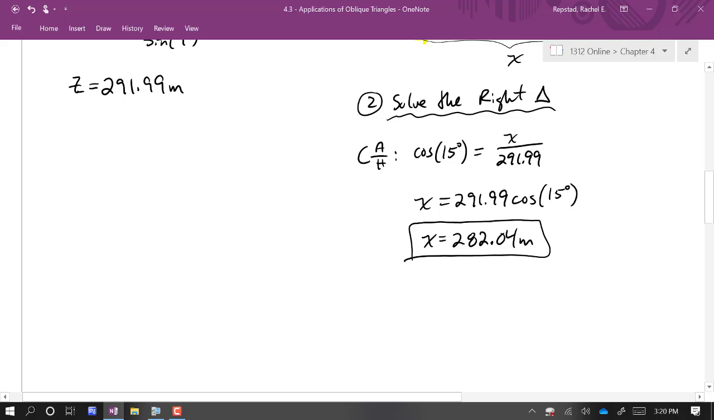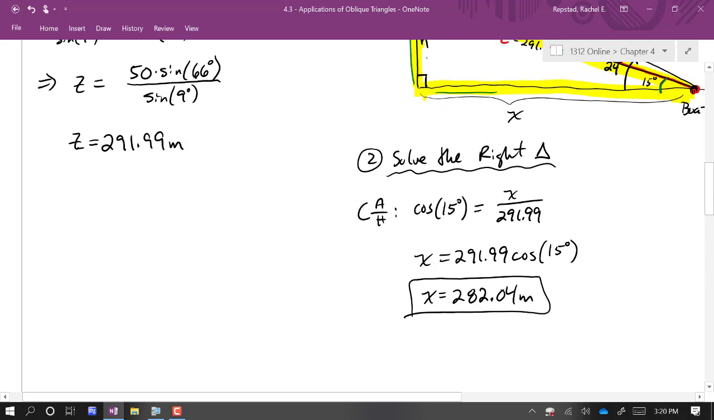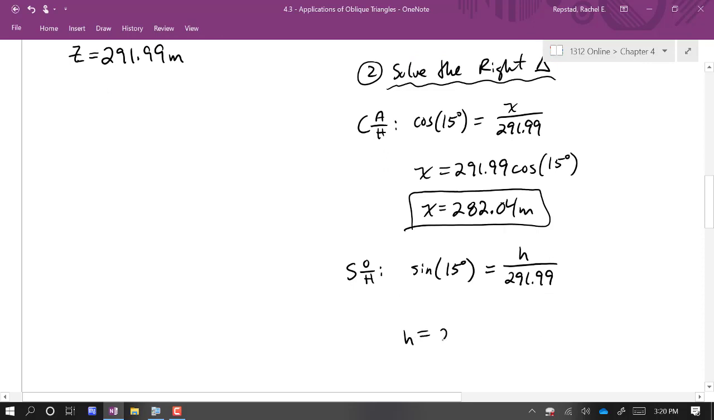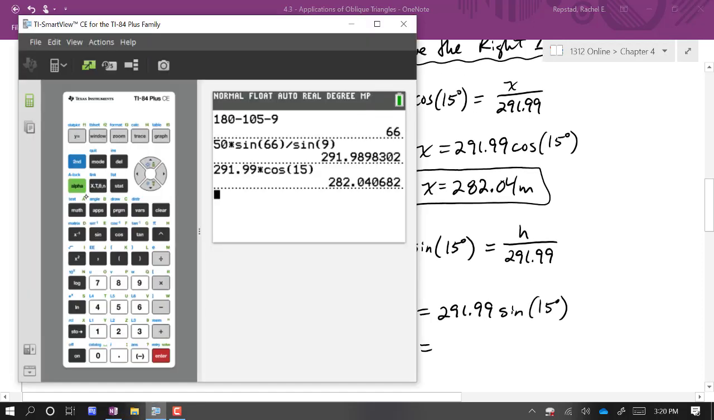Now, if I want to find the height, again, I can use the angle 15 degrees. Now, height is the opposite side, so I'm going to use the sine part of SOHCAHTOA. Sine of 15 degrees is h over 291.99. So that means that h is equal to 291.99 times sine of 15 degrees. I get 75.6 meters. Maybe I'll go out two spaces just to be consistent with what I did before, 75.57 meters.